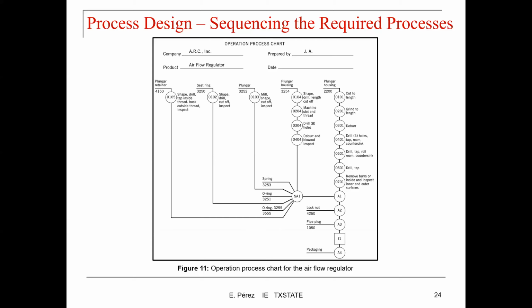So for example, here we have 0101. This is a part that needs to be cut to length. This is another part that needs to be ground to length. And then when you perform all those steps, and you have those parts ready, then you can assemble them into a component, which is going to be combined to other ones, as illustrated in the chart.